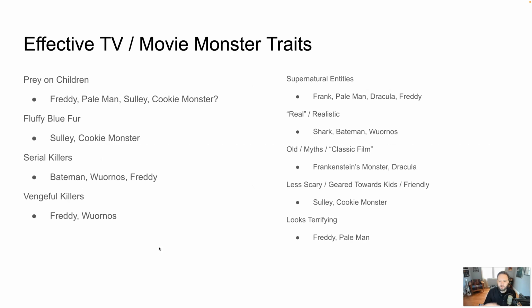So to go back to our effective traits, Freddy Kreuger preys on children. The Pale Man, also like Freddy Kreuger, also preys on children. In this sense, Freddy and the Pale Man are agreeing with one another.